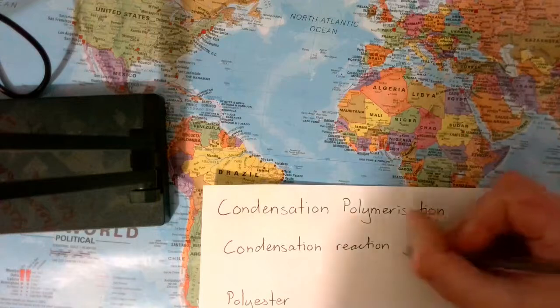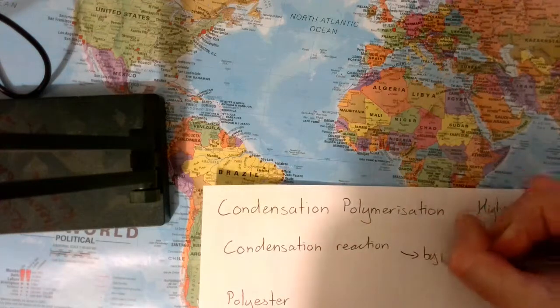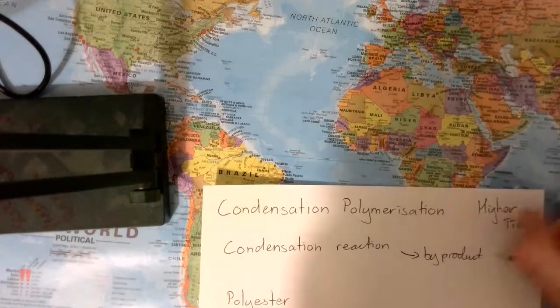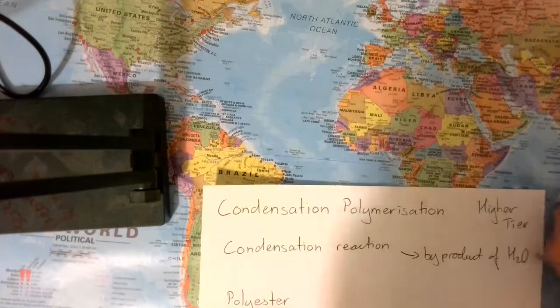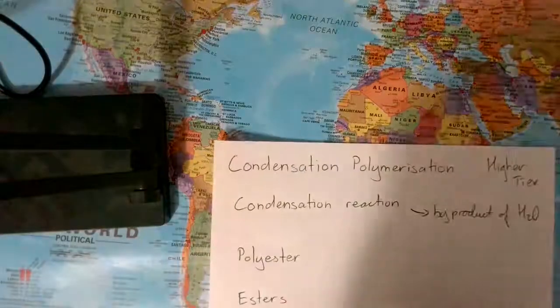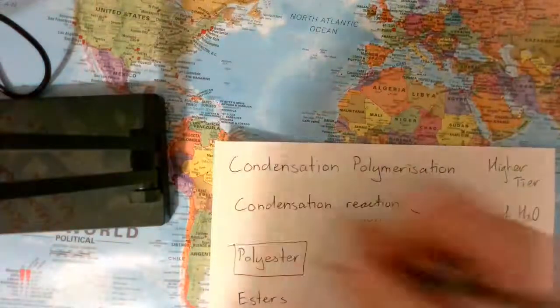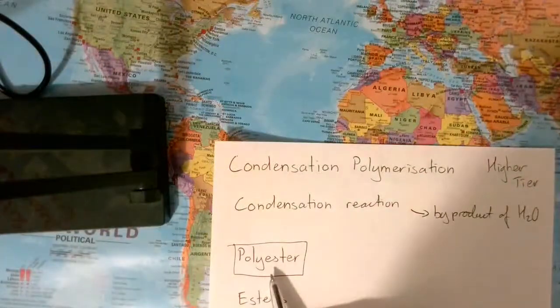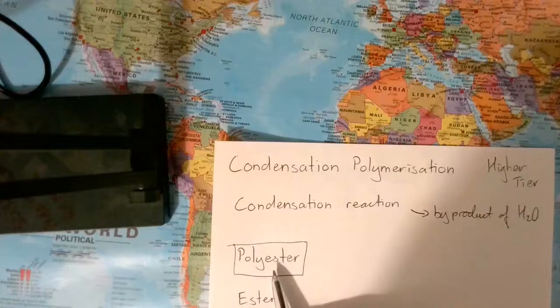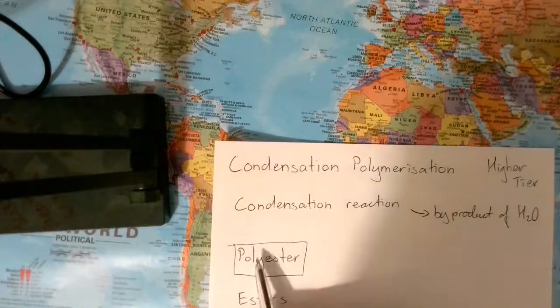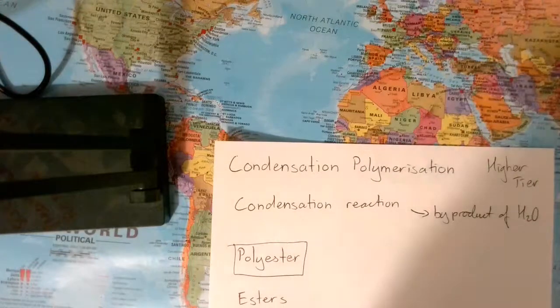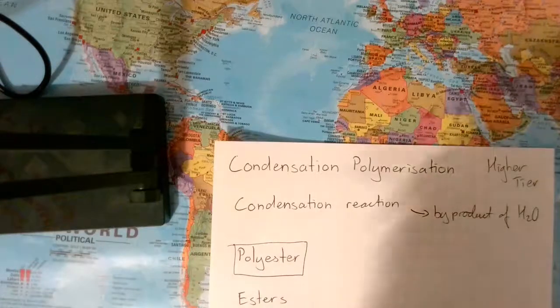Well, condensation reactions, they have a byproduct of H2O. And hopefully you can remember this one type. This is the main one that you're likely to find out about. It's a polyester. So if you see polyester words, you know it's condensation. If it's a polyalkene, it's addition.